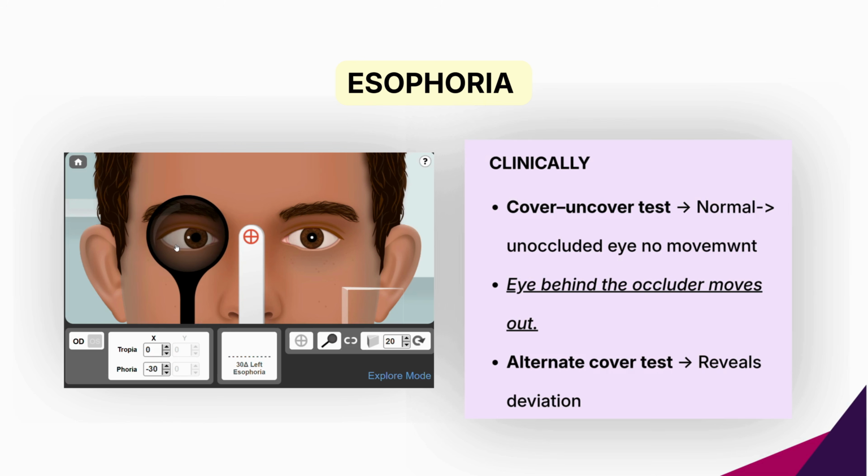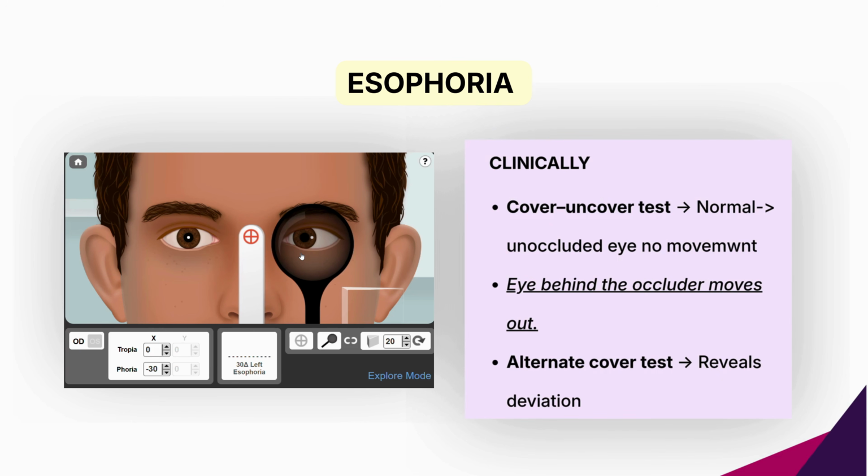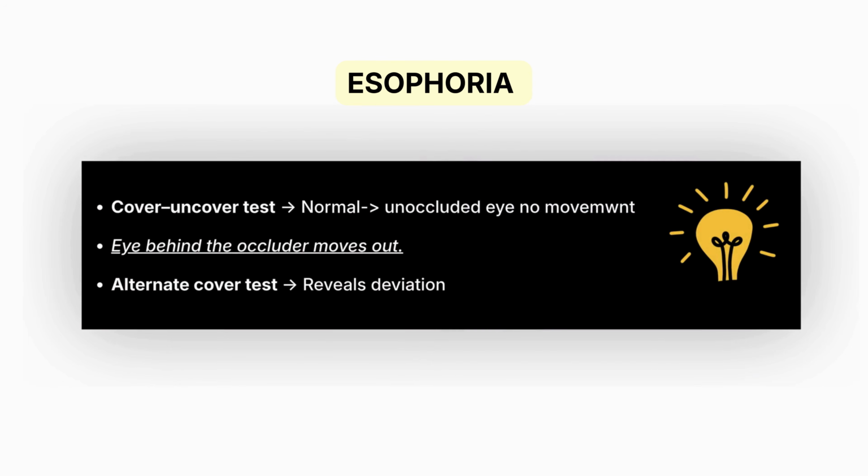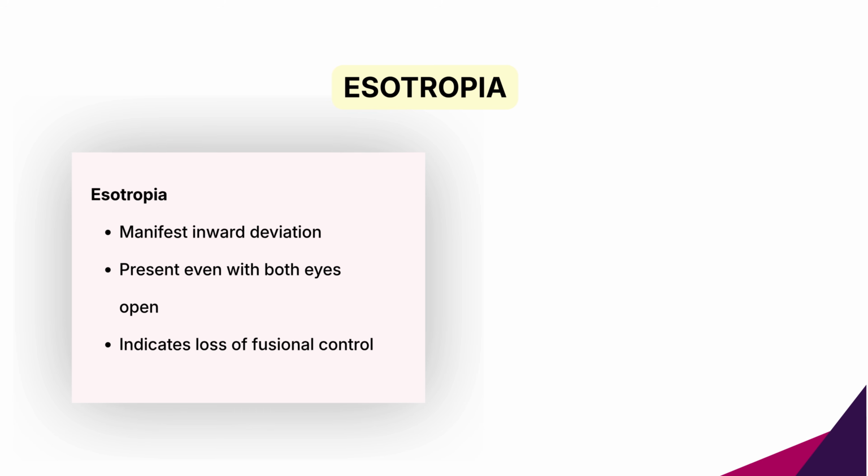Then we have the alternate cover test, which is generally performed after the cover-uncover test. The alternate cover test is the most dissociative cover test, and therefore it measures the total deviation. It includes both the tropia plus the phoria. Alright, so in case of esophoria, your cover-uncover test can be normal with respect to observing the non-occluded eye, whereas the eye behind the occluder might show a movement to come to a straight position. And the alternate cover test will show you the movement.